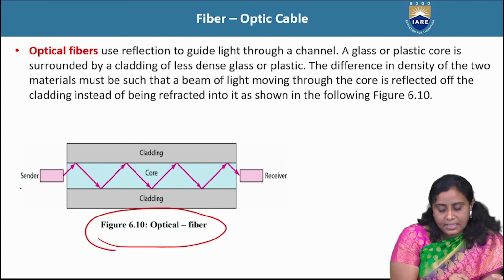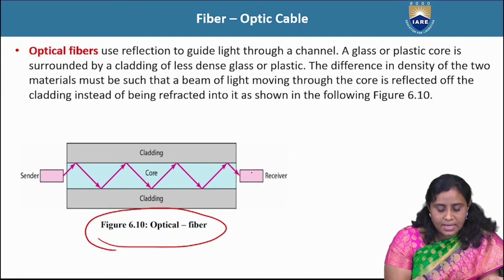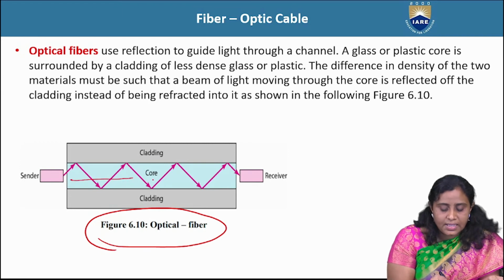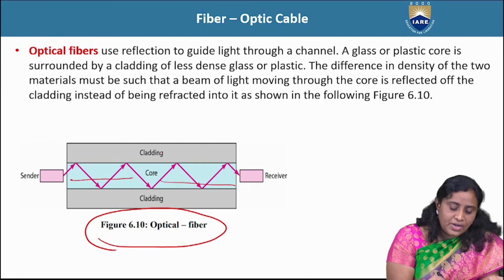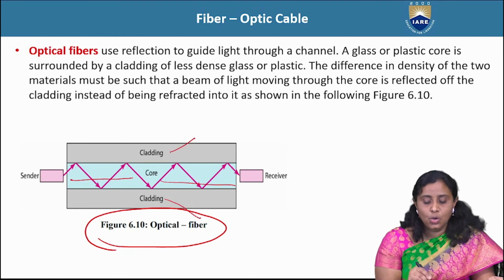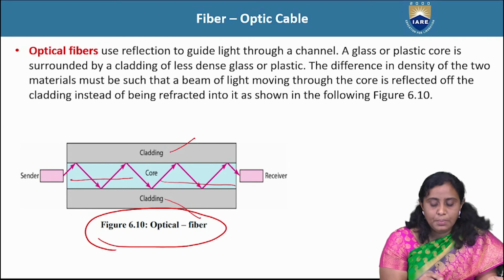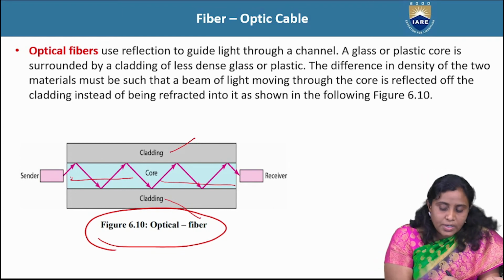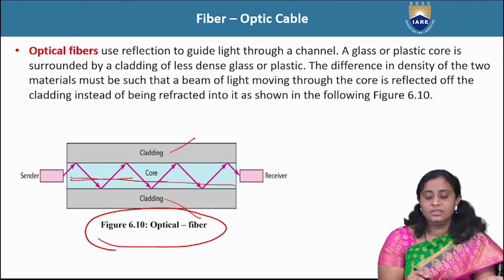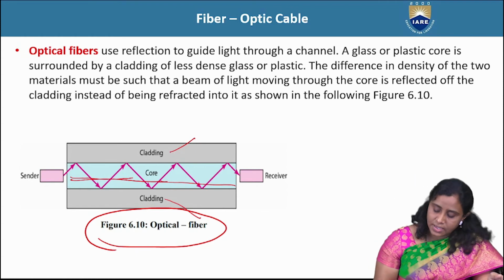When light transmits from one direction to another through the core, we have to observe two claddings. The first is for the upper layer, the second is for the lower layer. So a beam of light moving through the core is reflected off the cladding instead of being refracted, as shown in the following figure, Figure 6.10.